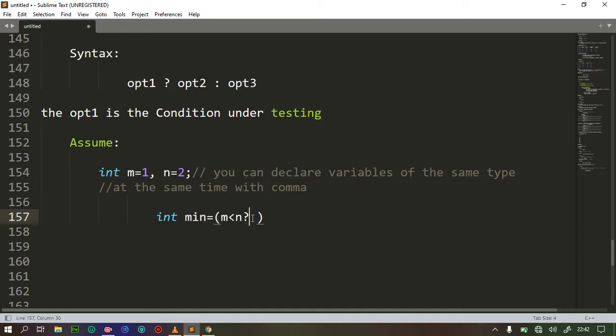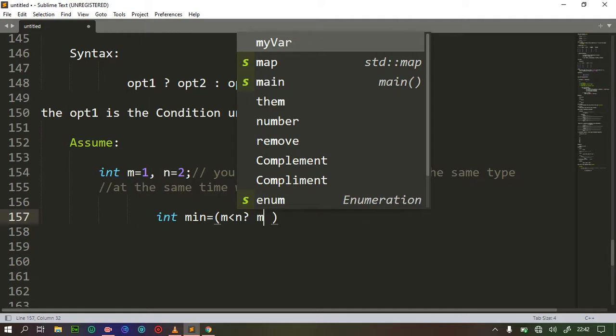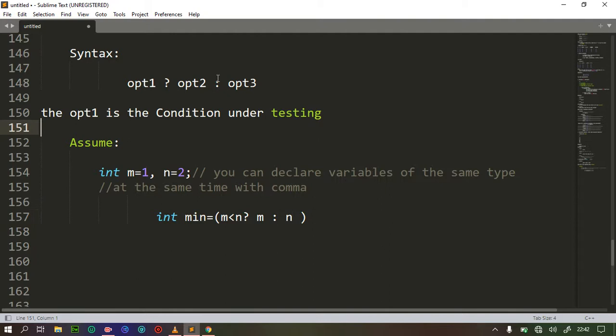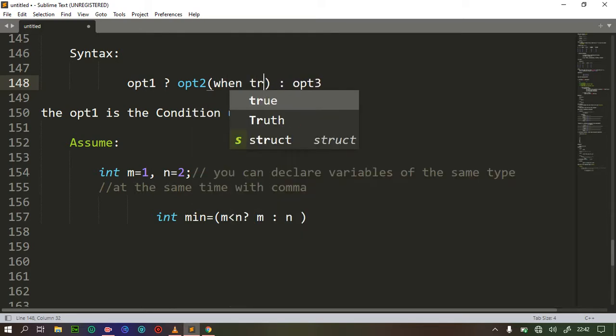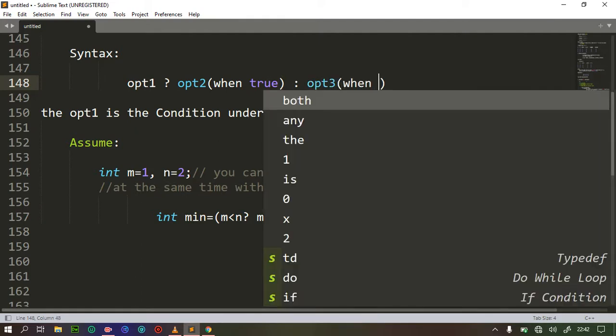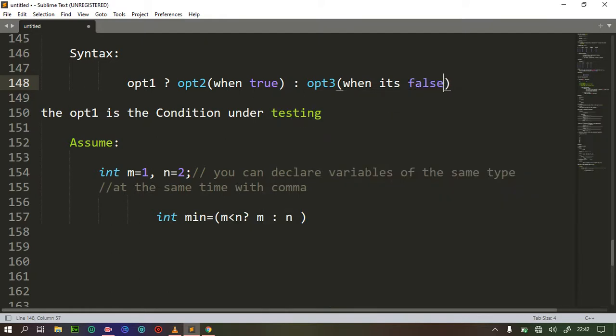So it means that I'm checking, is m less than n? If it is, then return m. If it's not, then return n. So what does it mean? This is when the testing is true, and this is when it's false. It means that if m is less than n, then you're going to give me m, or if it is not less, then you're going to give me n.